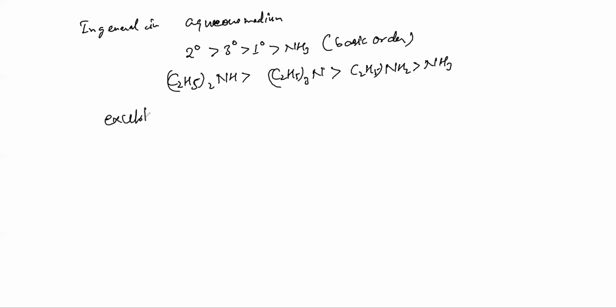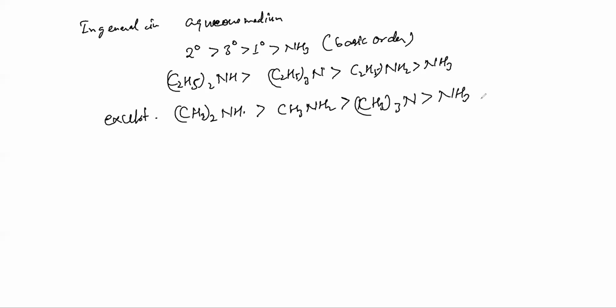Except one. Except for this: (CH3)2NH is more basic than CH3NH2, which is greater than (CH3)3N, greater than ammonia. In case of methylamine, the sequence is changed. Here it is 2 degree greater than 1 degree greater than 3 degree greater than ammonia. But in all general cases, 2 degree is more basic than 3 degree, more basic than 1 degree, more basic than ammonia. Now what might be the reason behind this?